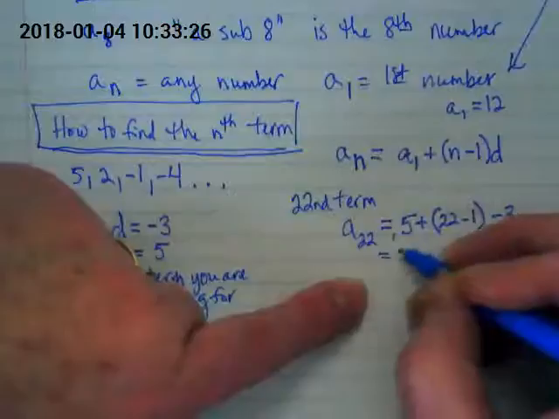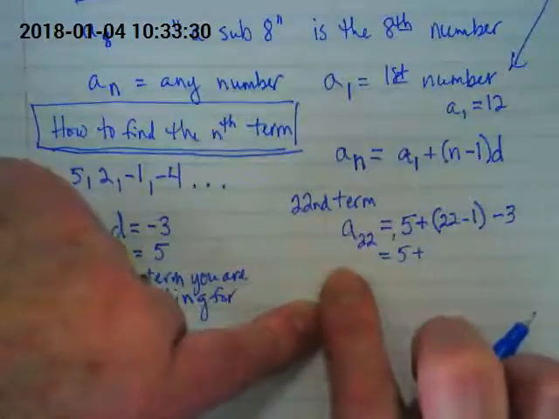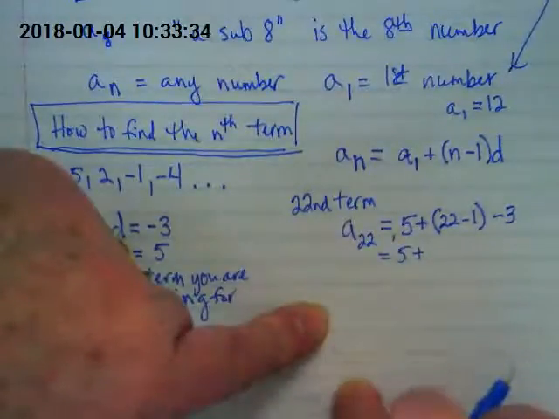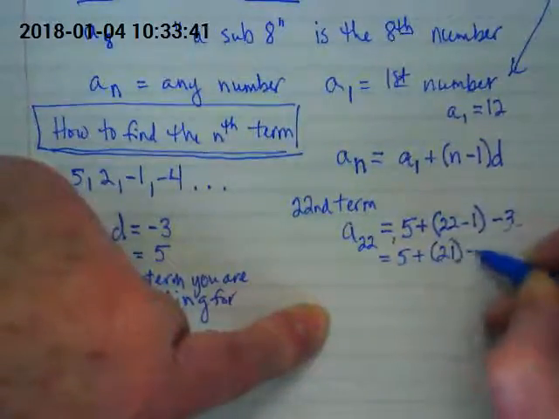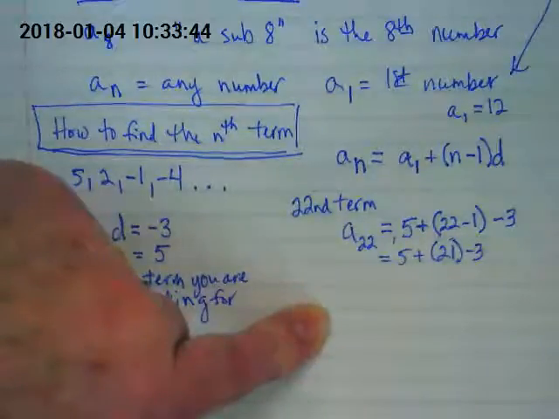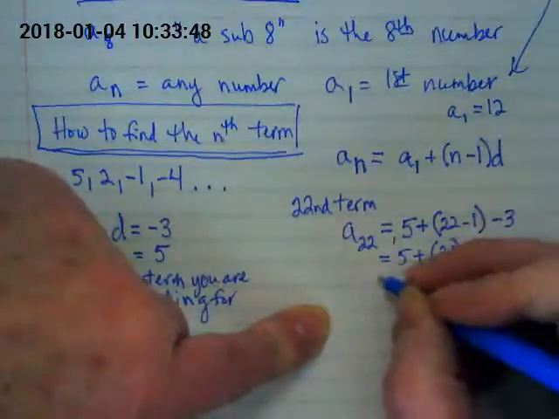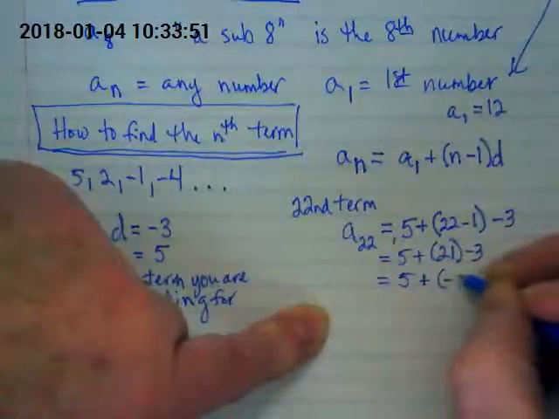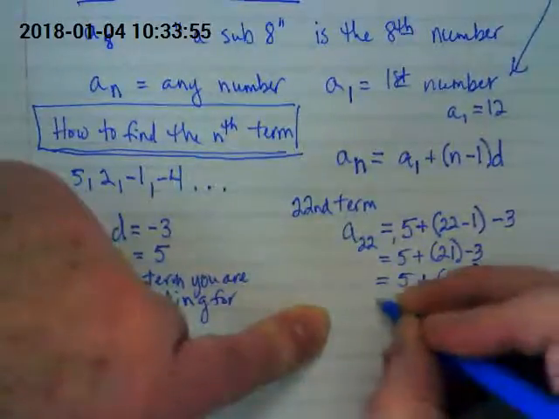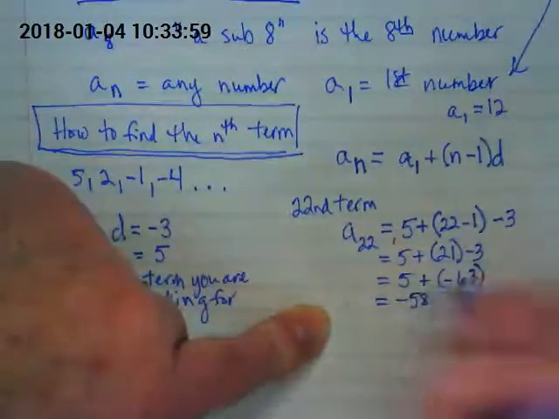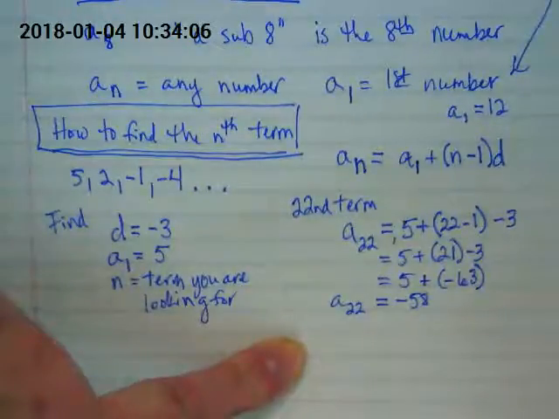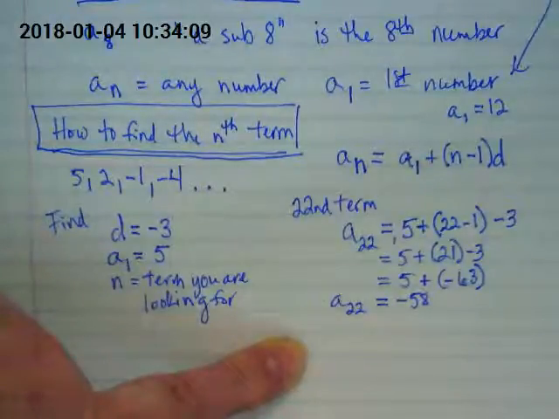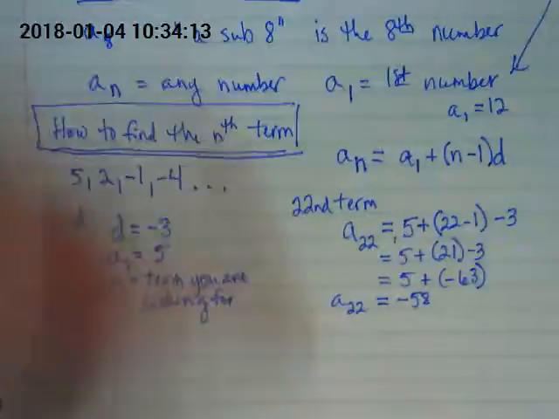Let me zoom out so we can see this a little bit better. Okay, so I'm just going to write equals 5 plus, and I'm going to leave off this a sub 22, because that's the answer we're trying to find, and we can just put that in after we do all the work. 22 minus 1 would be 21, times negative 3. Order of operations says we need to multiply first. So 21 times negative 3? 5 plus negative 63 is going to be equal to negative 58. So the 22nd term is negative 58. Way faster than sitting here and listing negative 3, negative 3, right?